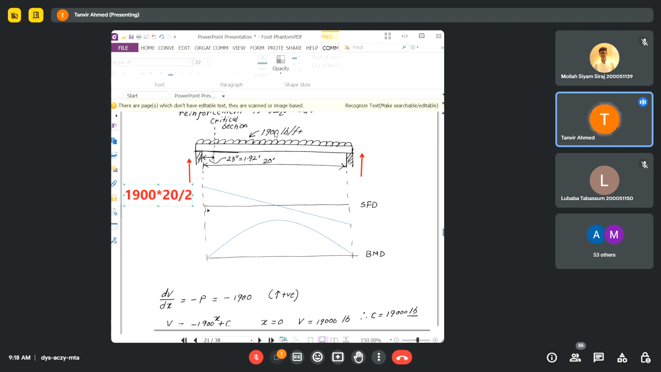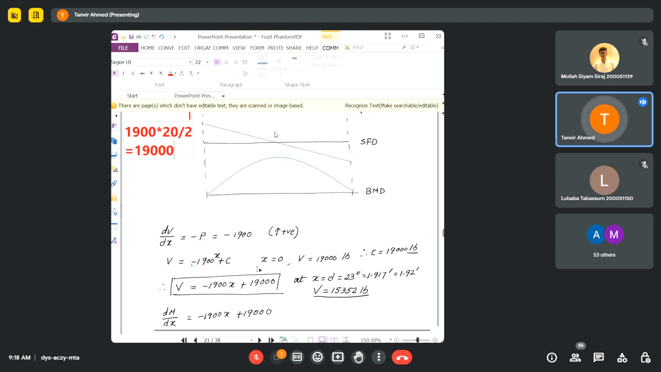And obviously from the shear force diagram, you know that the first shear force here, the shear force of support is equal to the value of the reaction. So this is 19,000, তাই না? 19,000. So this is 19,000. এটাই হচ্ছে আমার shear force এর value. Shear force এর value 19,000.